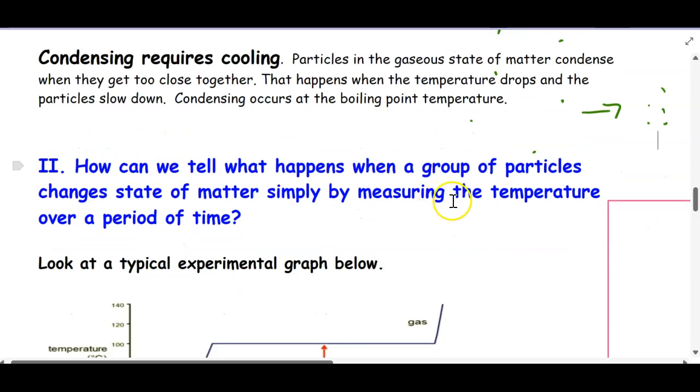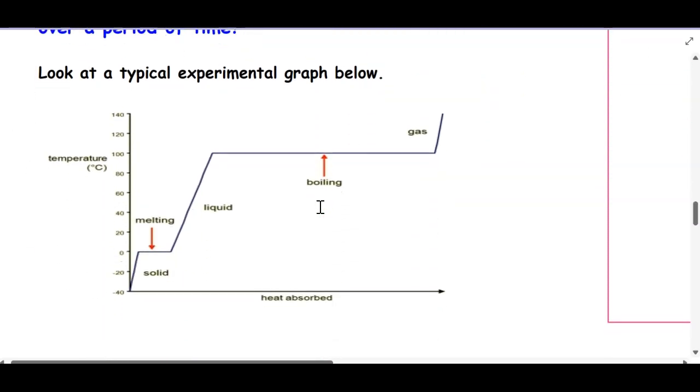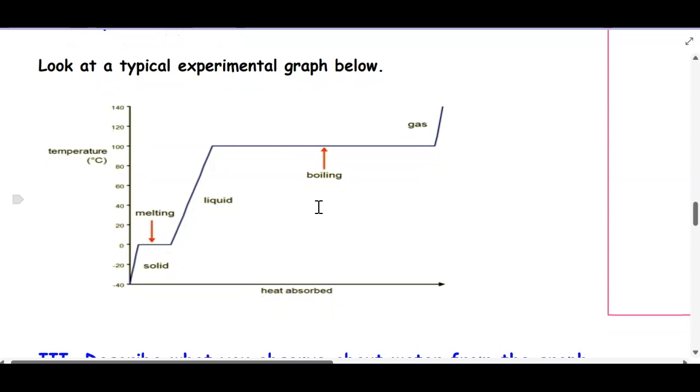The second question: how can we tell what happens when a group of particles changes state of matter? Simply by measuring the temperature over a period of time. You will be a little shocked at how easy this method is. So look at a typical experimental graph below.